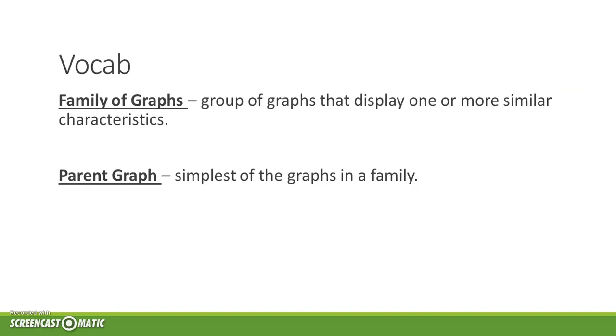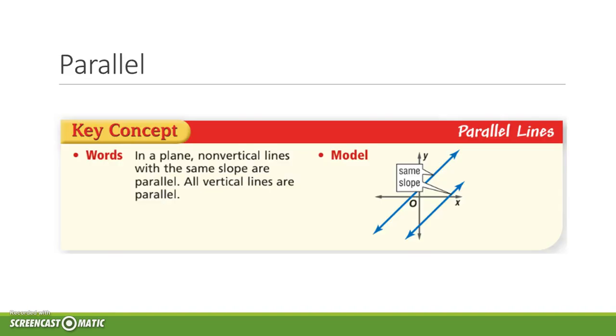Alright, some more vocab here. Family of graphs: a group of graphs that display one or more similar characteristics. And a parent graph is the simplest of the graphs in a family. So it's the base graph, the original one. So here, key concept is parallel lines. Non-vertical lines with the same slope are parallel. All vertical lines are parallel.